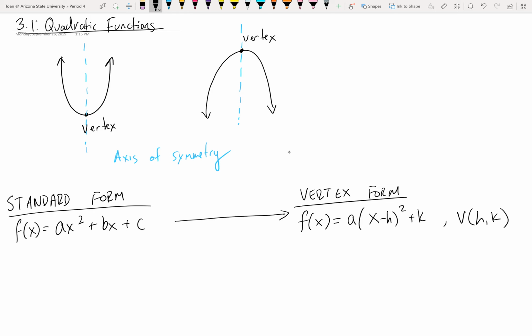Now, how do we do that? Notice, standard form has all loose and separate terms, whereas in vertex form, they're all clustered together in one parenthesis squared. Mathematically, to go from loose separate terms to a clustered square is the technique called completing the square.